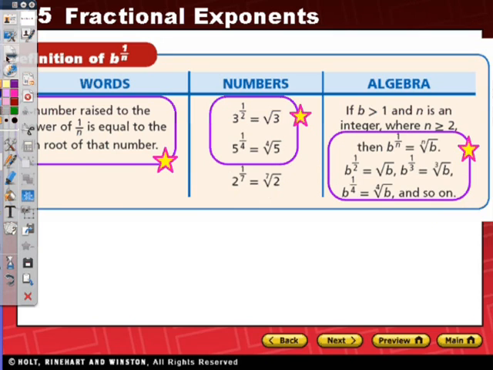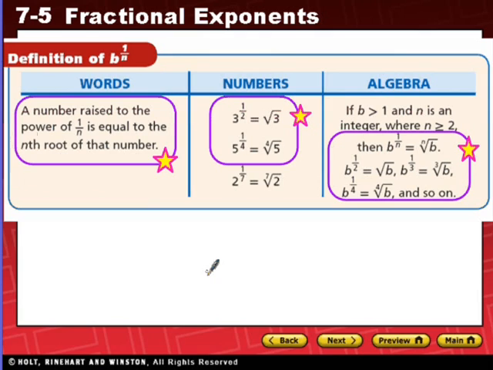Now we'll write down the definition. So the definition in the box there, right, and I've got it all nicely starred for you so you know what to write down. A number raised to the power of 1 over n is equal to the nth root of that number. So 3 to the 1/2 power is the same thing as the square root of 3. 5 to the 1/4 power is the same thing as the 4th root of 5. Which wouldn't be a whole number, but it's still equal to that. We're going to try to mostly stick with ones that the answers are integers.